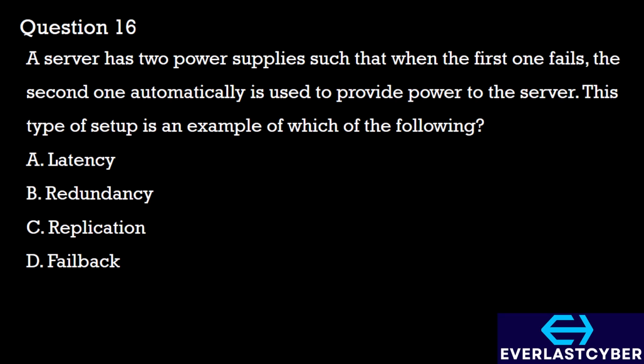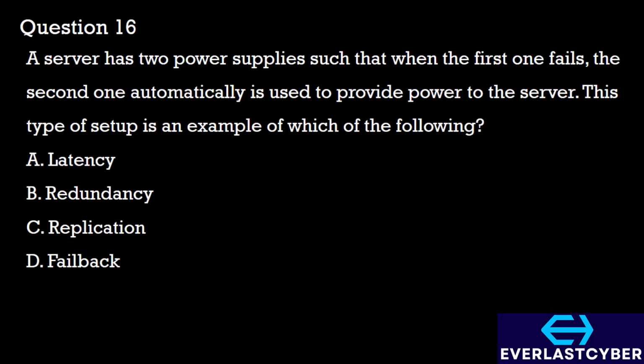Latency is the delay between the initiation of a process and its completion. It is not related to the power supply setup described in the scenario here. Redundancy is the duplication of critical components within a system to provide fault tolerance. Replication involves creating and maintaining copies of data to ensure availability and data integrity, while failback is the process of restoring operations to their original state after a failure or outage has been resolved. With respect to the question we have here, where one power supply fails, it automatically switches over to the second one.